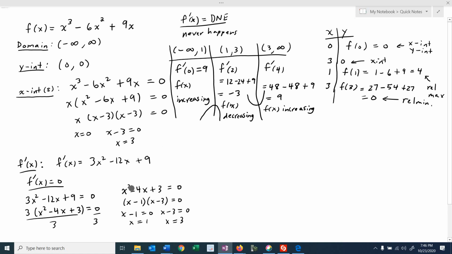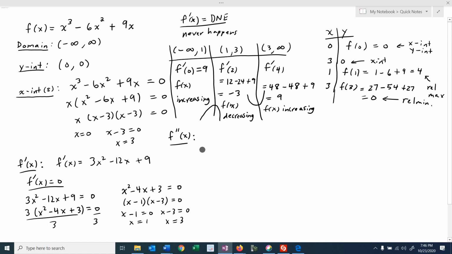Okay, so that's about all the information we're going to be able to get from the first derivative, the sign chart for the first derivative. It tells us where it's increasing and decreasing, and it also tells us where we have relative maximums and relative minimums. Okay, now let's go to the second derivative.